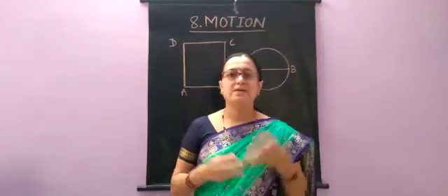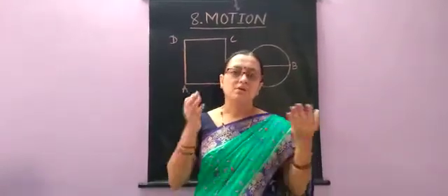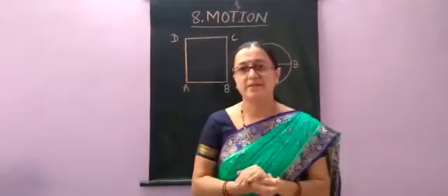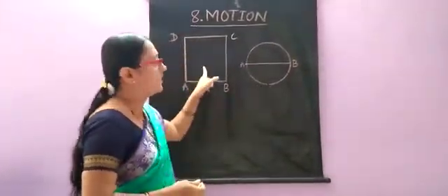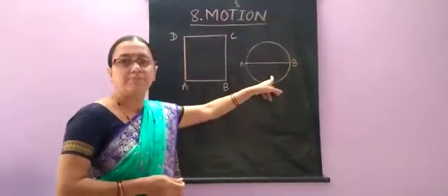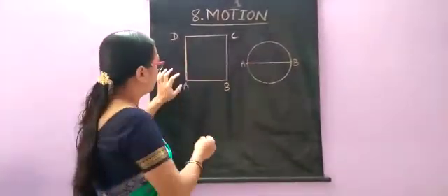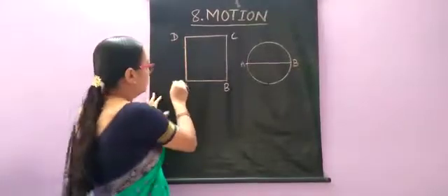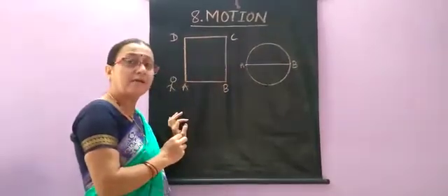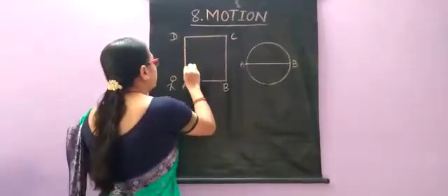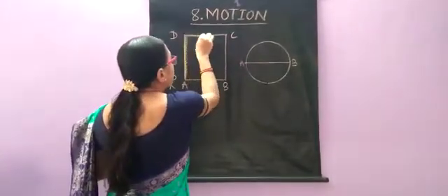Now in this part, let us throw more light on the difference between distance and displacement. There are two different types of paths: one is a square path and one is a circular path. In this square path, if a person wants to move from point A to point C, how will he travel? He has to reach the point D, then from D he should go here.